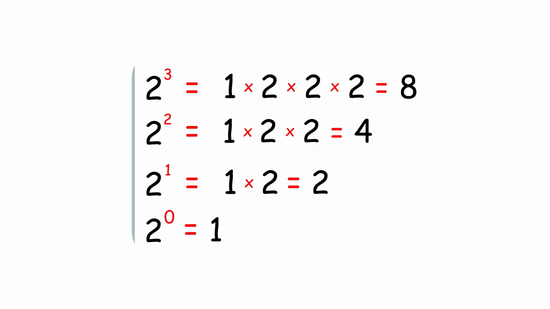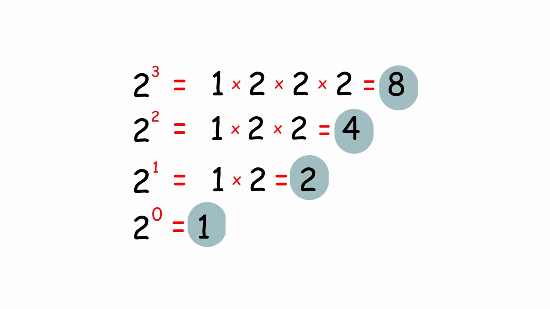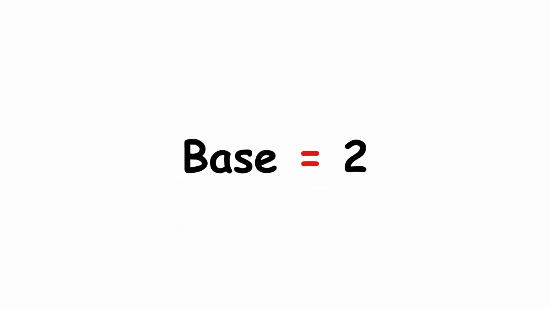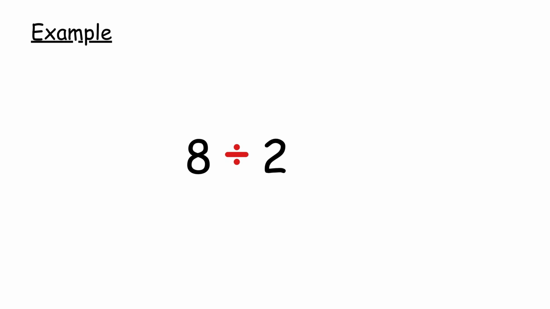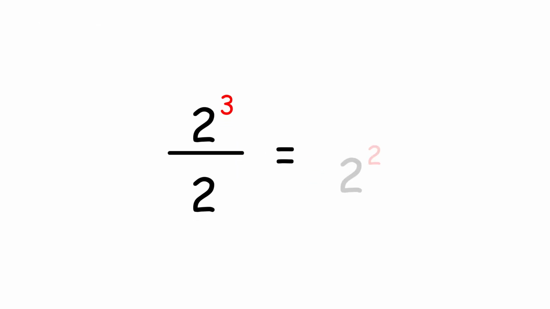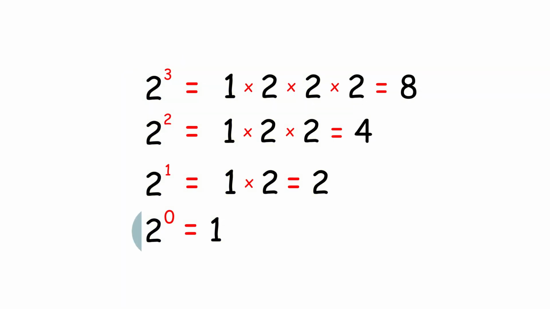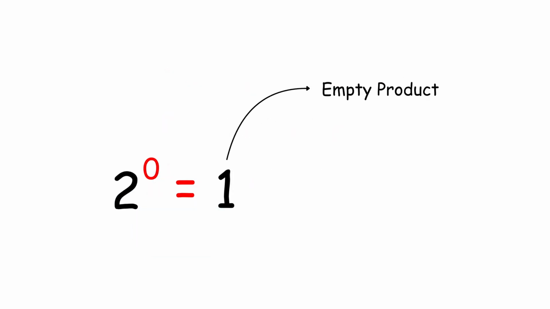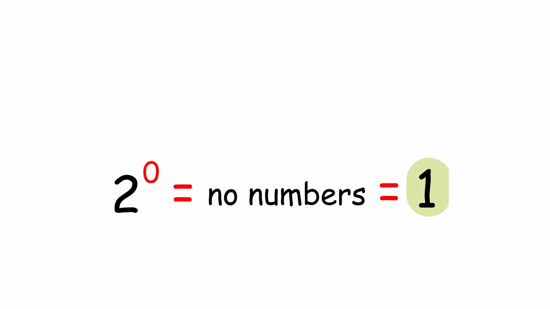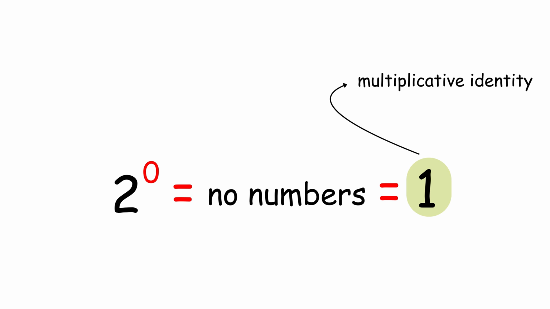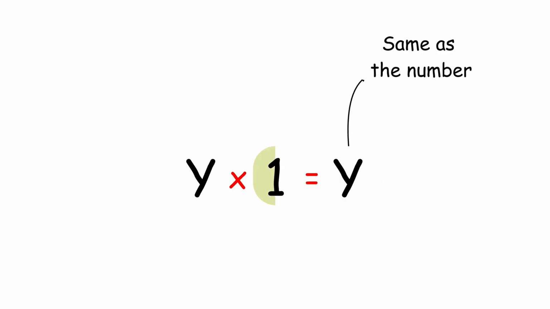Also notice, each time we decrease the exponent by 1, that's the same as dividing the whole thing by 2, since 2 is the base. For example, 8 divided by 2 is equal to 4. So 2 cubed divided by 2 is equal to 2 squared. Following this pattern, we similarly conclude that 2 to the 0th power equals 1. The number 1 is called the empty product, the result of multiplying no numbers. 1 is also known as the multiplicative identity, because multiplying a number by 1 leaves it unchanged, that is, identical.